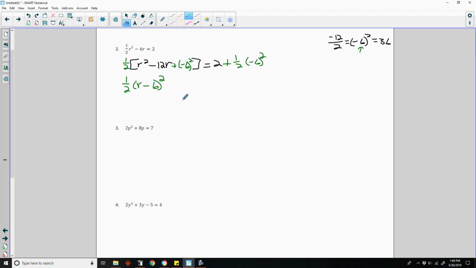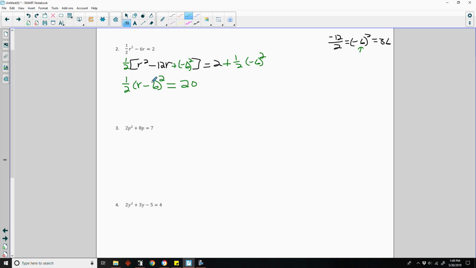squared, and that's a perfect square, right? That'll give me this, equals 2 plus 1/2 times negative 6 squared. Well, negative 6 squared is 36. 36 times a half of 36 is 18. 18 plus 2 is 20. Okay, I just did that all in one step. 2 plus 18 is 20.